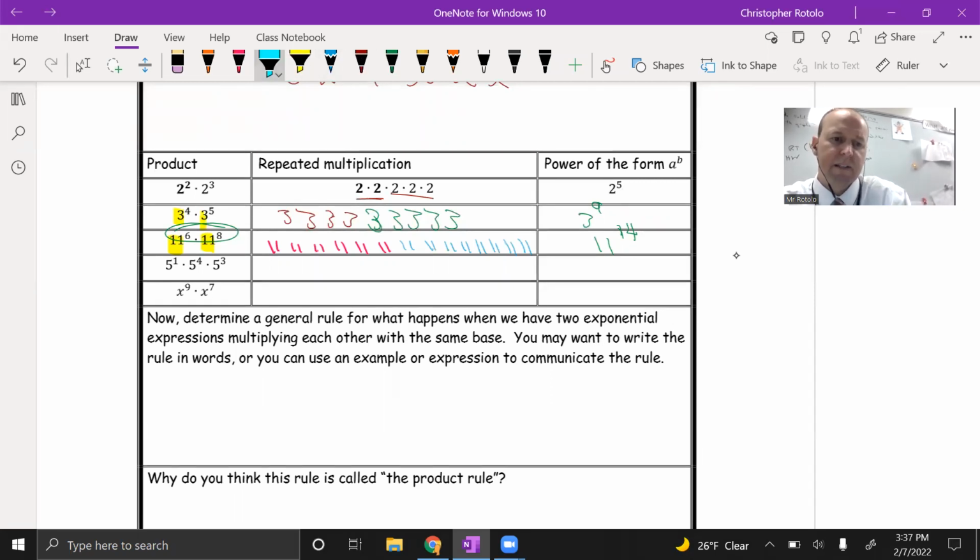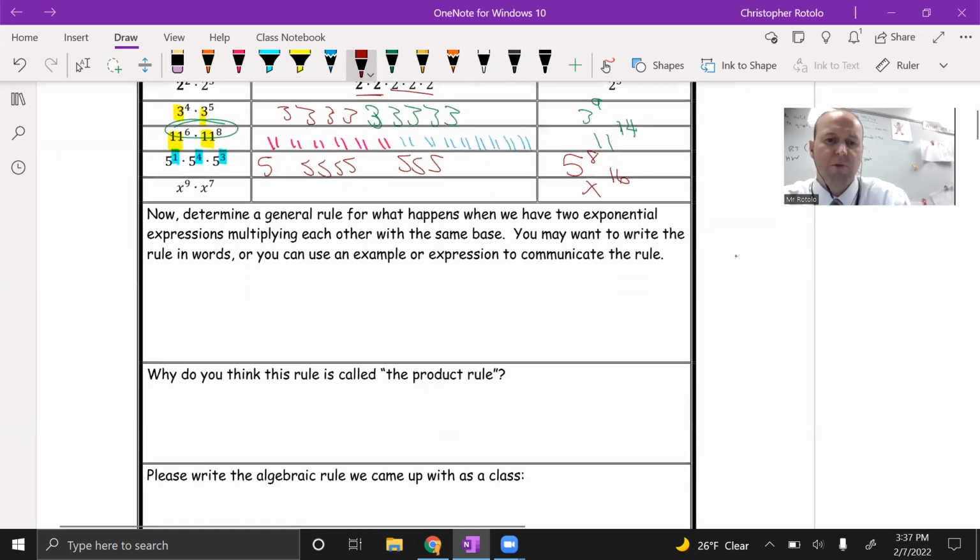So if I try that idea here, would that be 5 to the 8th power? Well, yeah, that's to the 8th. All right, so if I have x to the 9th times x to the 7th, that should be x to the 16th. Right, so what's my general rule?